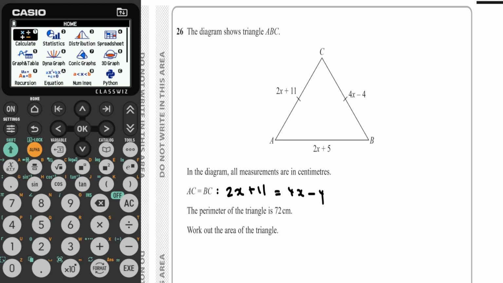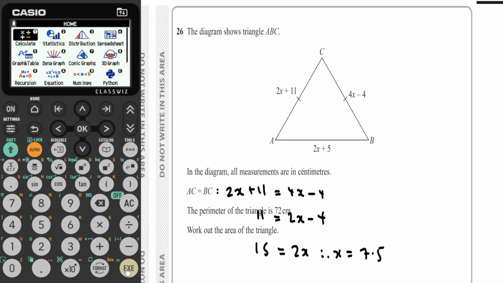So if we do that, let's take away 2x from both sides. So we have 11 equals 2x minus 4. Add 4 to both sides. So we have 15 equals 2x, which means x equals 7.5. And with this, we can find out what each side is.